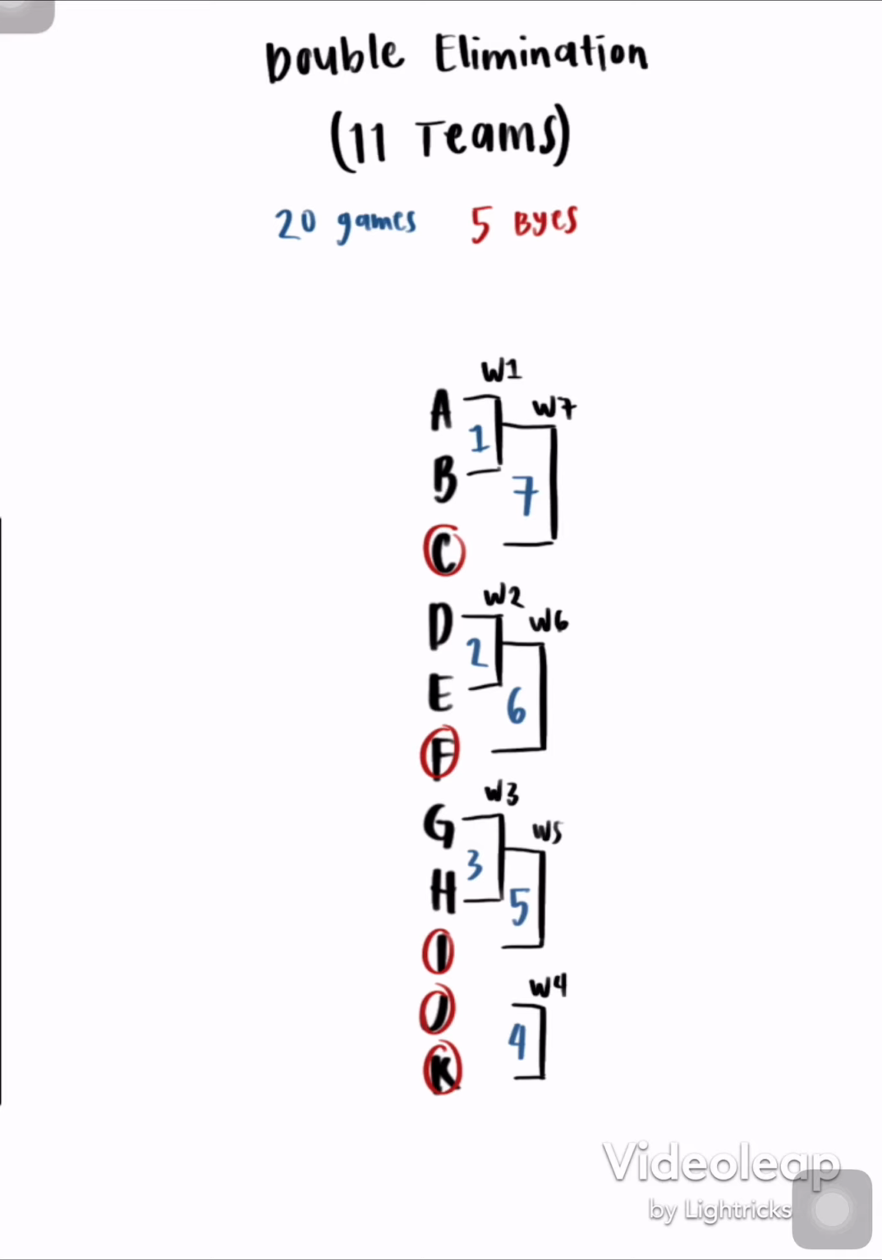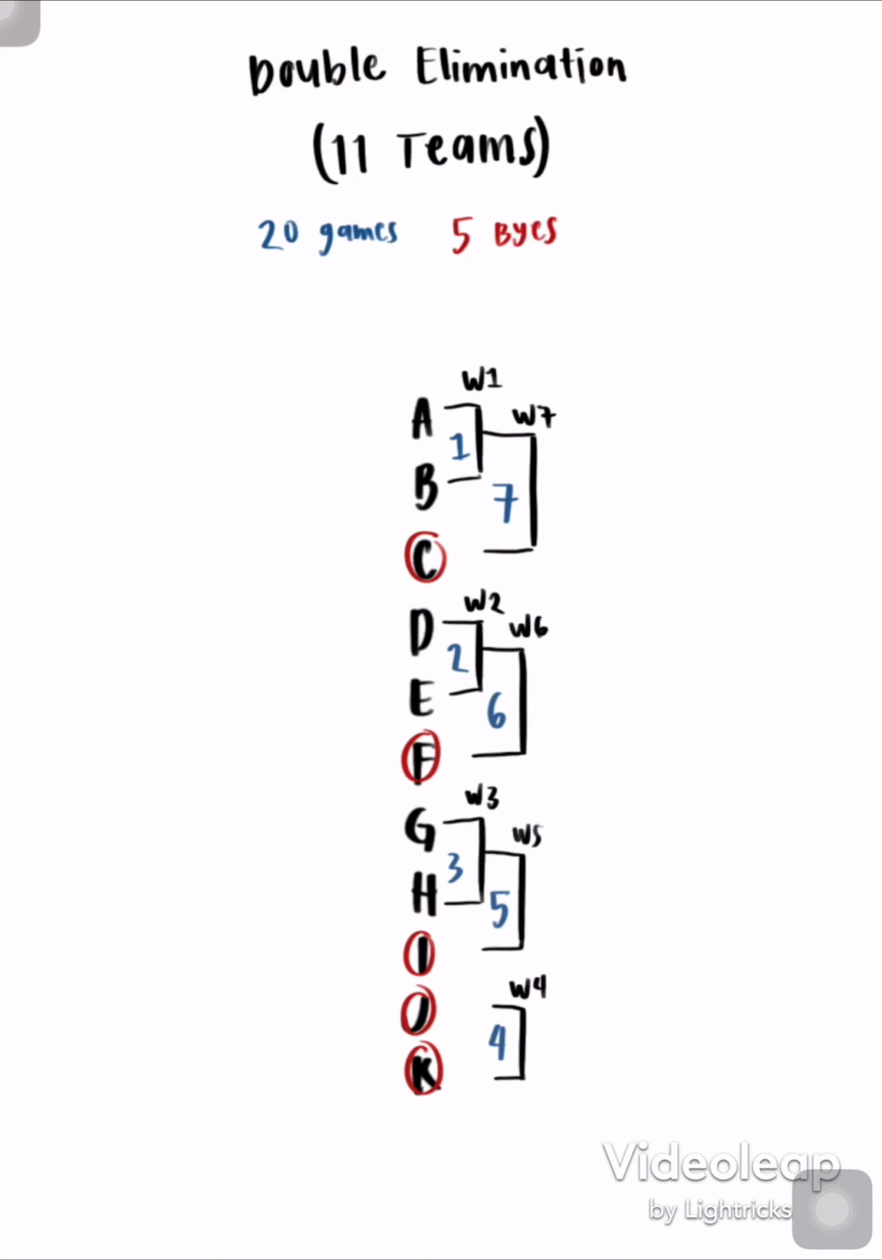So since this is a double elimination, of course there's going to be a competition between the losers. So over here I'm going to put a bracket. Now this is for the loser from game 1, and then we can put another one over here. This is loser for game 2, and then over here, loser for game 3 on that side.